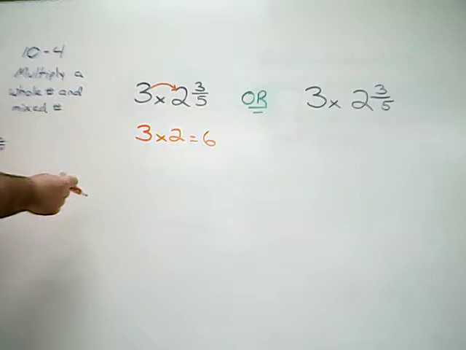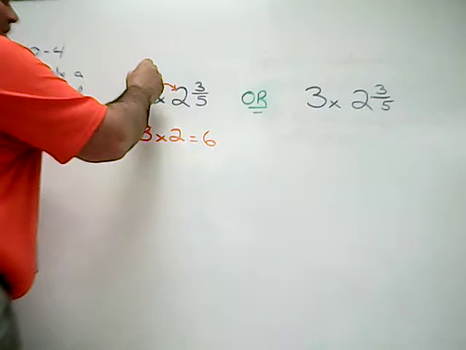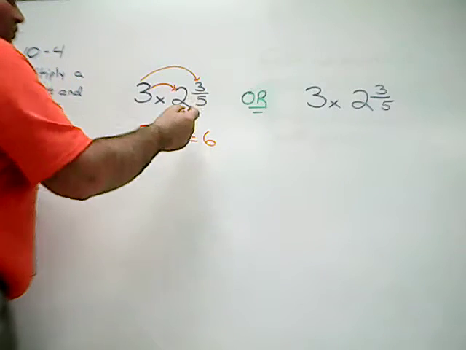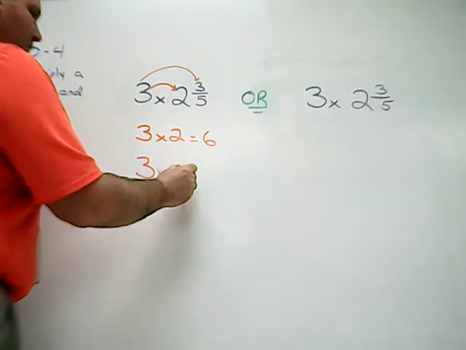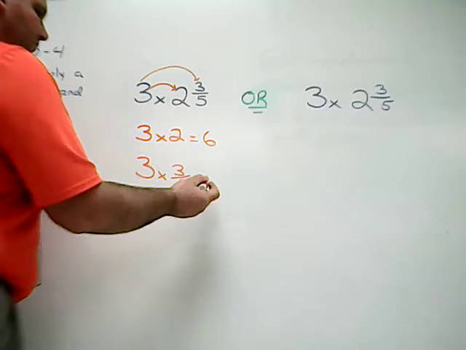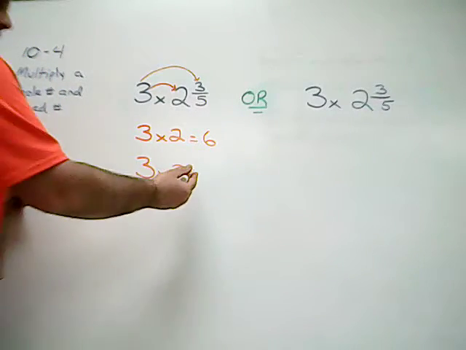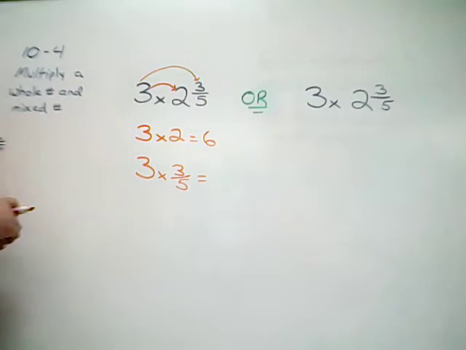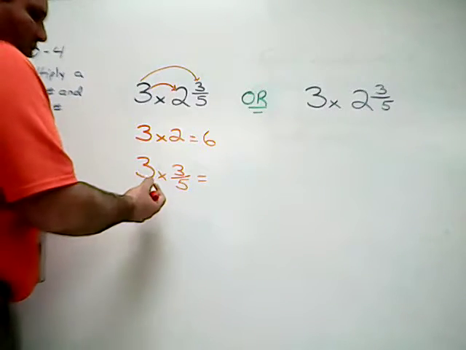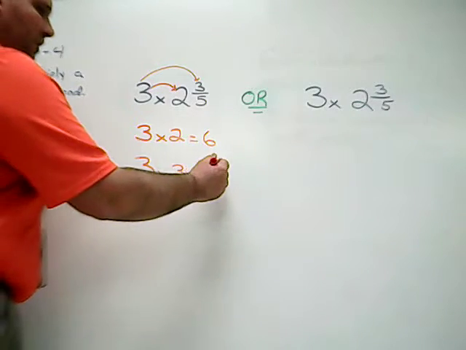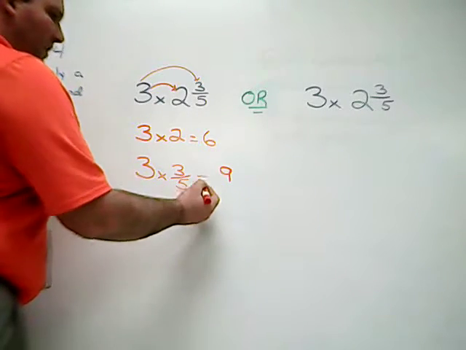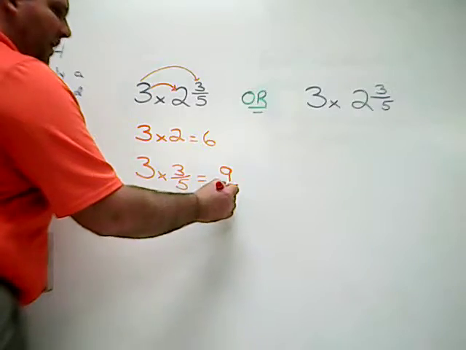Easy enough. Next, I'm going to do my whole number 3 with the 3/5. So 3 times 3/5. As I learned in the previous sections of chapter 10, I multiply my whole number times my numerator. So 3 times 3 equals 9, and my denominator stays as a 5.